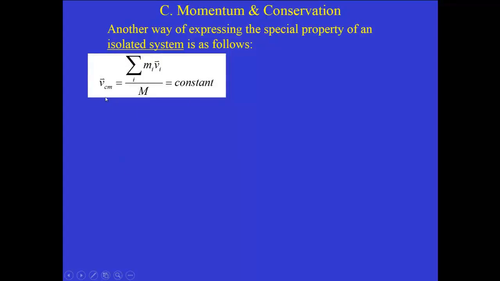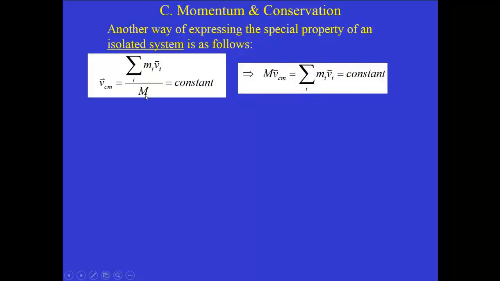Alright, so we said that for an isolated system, the velocity of the center of mass will remain constant, and here is the definition of the velocity of the center of mass, where we have the sum of mv for each of the particles divided by the total mass. Rearranging that, mass times velocity of the center of mass is equal to this sum. And so when we say that the center of mass velocity doesn't change, it's constant, that means that this summation is also constant.